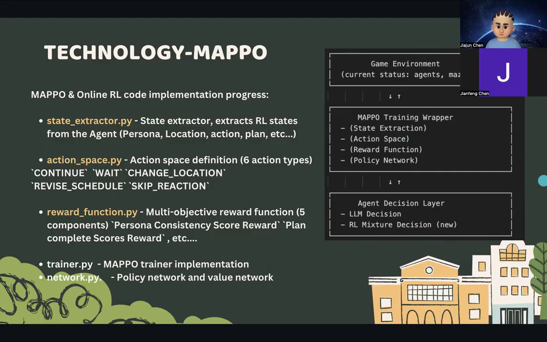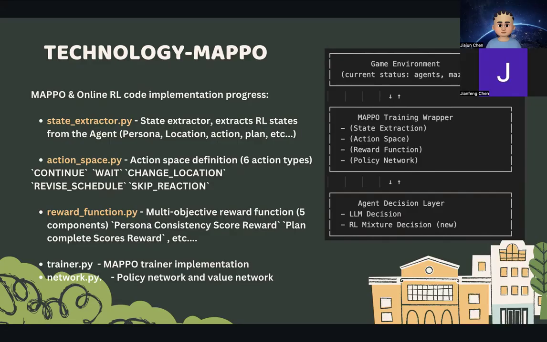Next, it's about our reward function. This is really important. We use a multi-objective reward with five main components, as you can see, like the persona consistency score and planning completion score, which help ensure agents behave and stay true to their character. And finally, we have the trainer and policy network.